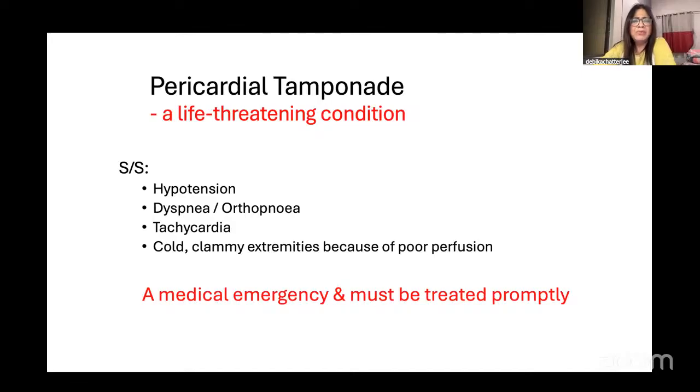Now, I will talk first to the echocardiography of pericardial tamponade or a cardiac tamponade, which is a life-threatening condition, a medical emergency, and must be treated promptly because the patient is having hypotension, dyspnea or orthopnea, having tachycardia, cold extremities. So you have to move very fast to diagnose it and at the same time to treat it.